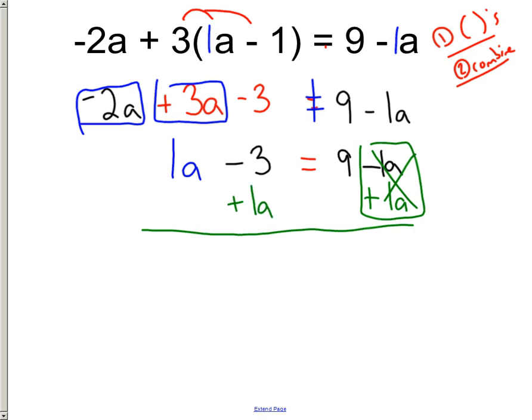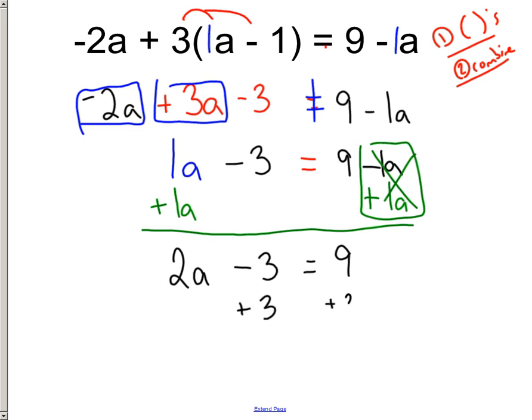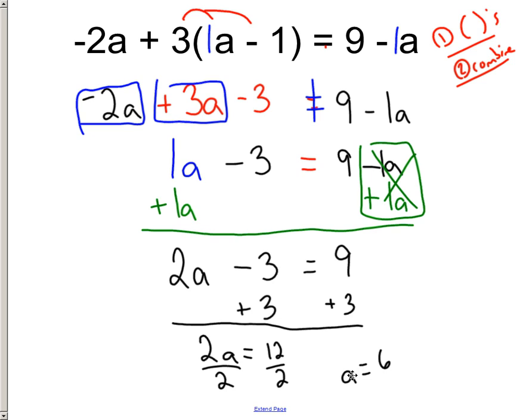And I definitely do not want to put that 1a underneath this 3 because this 3 does not have an a. I want to put it with the other term that has the a. So 1 plus 1 is 2, and they both have an a, so that comes for the ride. And this minus 3 is just sitting there with nothing to do, so it comes down, and the equal sign comes down, and this 9 comes down. And so now, with one little motion, we've got a two-step equation that we can solve. And a equals 6.